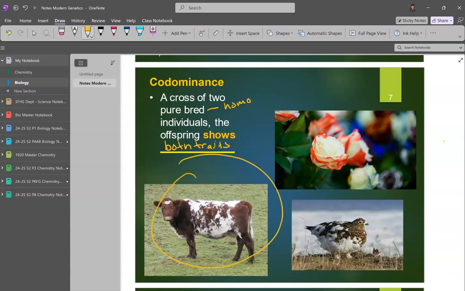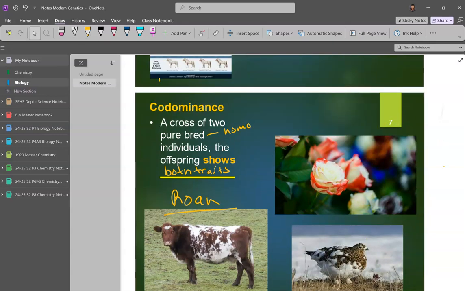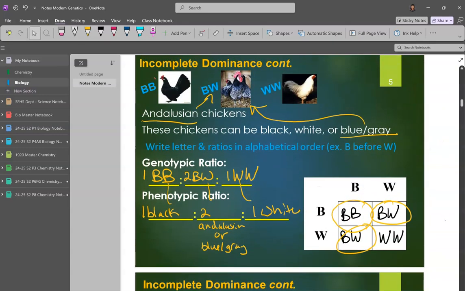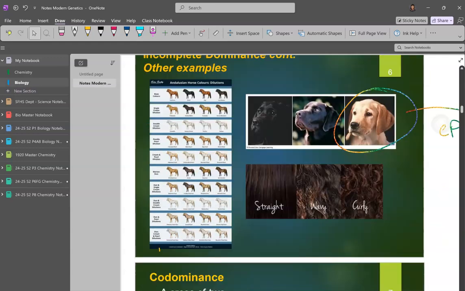And then we also see this a lot in cattle. For example, if you cross a red cow with a white cow, you'll get a red and white cow. And the term we use to describe that is roan, R-O-A-N. So that's an example of a roan cow. So they're clearly expressing both traits. So again, there is no dominant or recessive trait because both traits are being equally expressed. So that's codominance versus incomplete dominance. That's when you have a mixing of the traits.